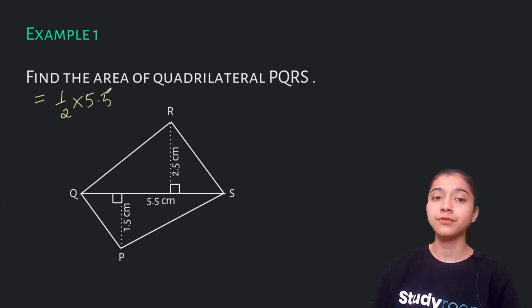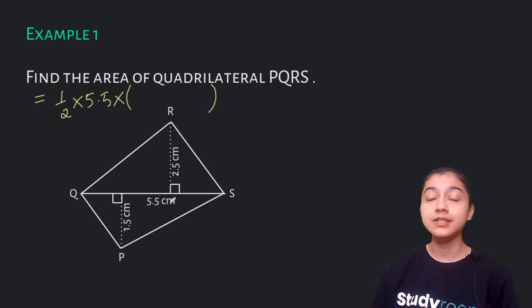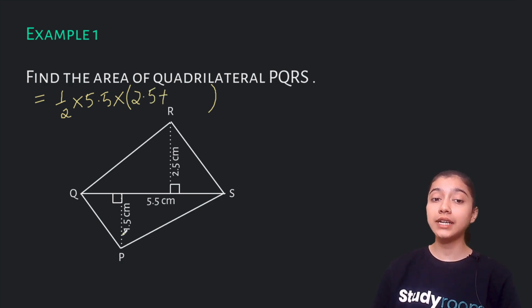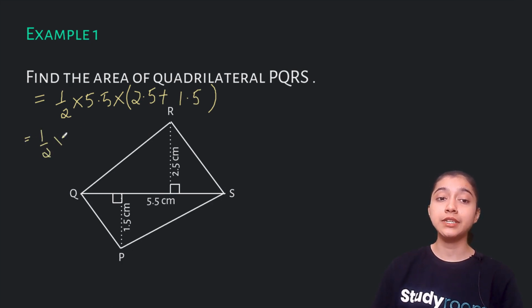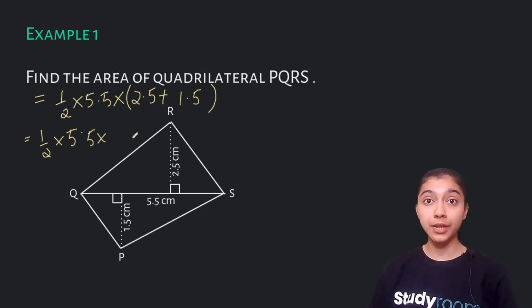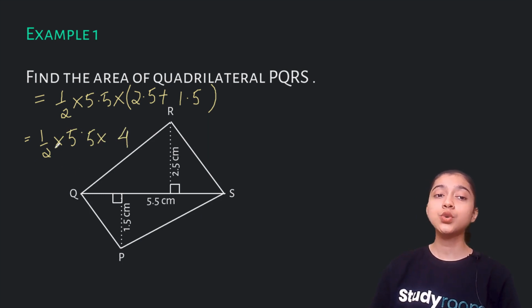So I'll be writing 5.5. Now this has to be multiplied with the sum of the heights from opposite vertices to the common base. So here H1, that is this height, is 2.5, and H2, that is the height of the other triangle, is 1.5. So I'll be writing 1.5. Ultimately, it gives us half multiplied by 5.5 multiplied with 2.5 plus 1.5, which gives us 4. Now this 2 will be getting cancelled with 4, leaving behind 2. 5.5 multiplied with 2 gives us 11. So ultimately, the area of this quadrilateral will be 11 centimeter square.